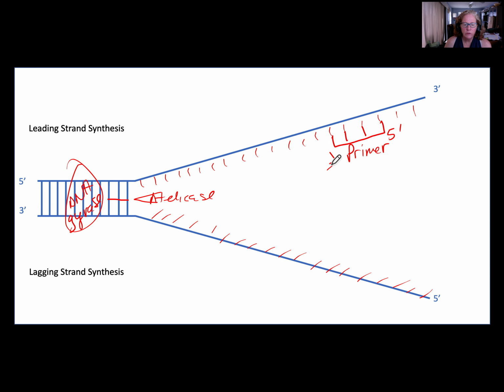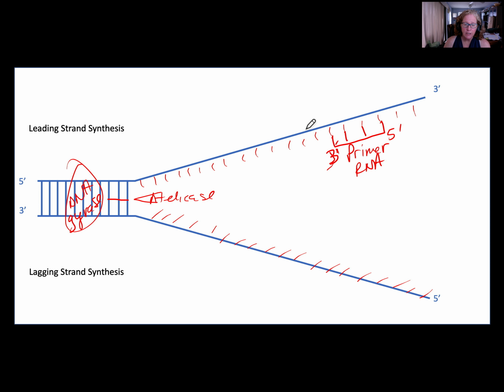That primer is going to leave a 3' carbon here, this 3' carbon unbound. It's ready. They're base paired, but the RNA base, the RNA sugar, is not. And so remember, this is an RNA primer.